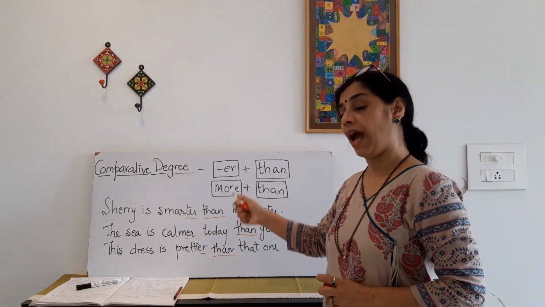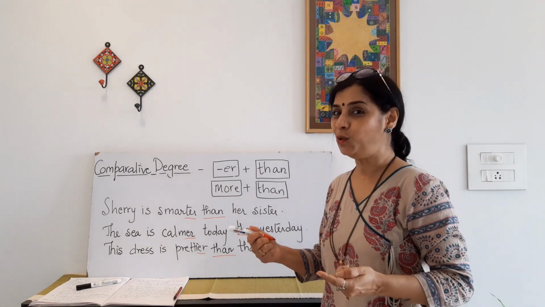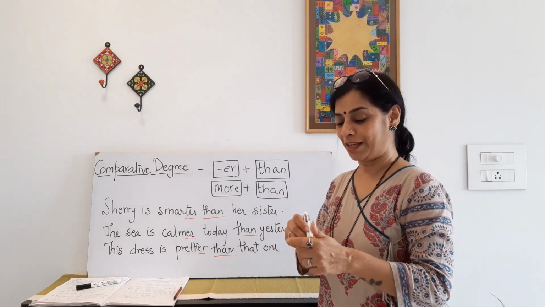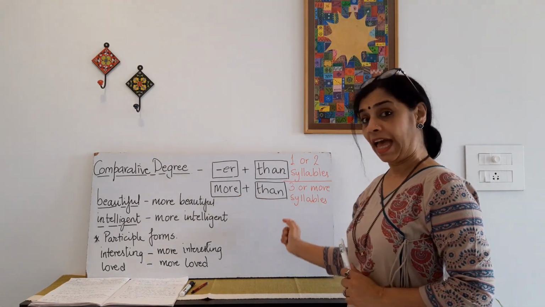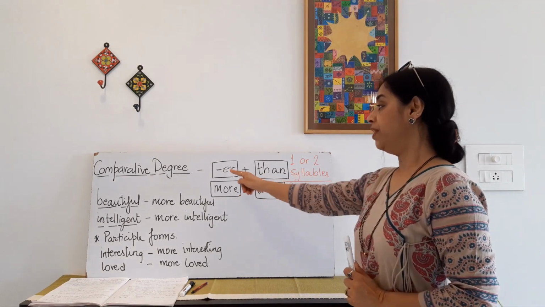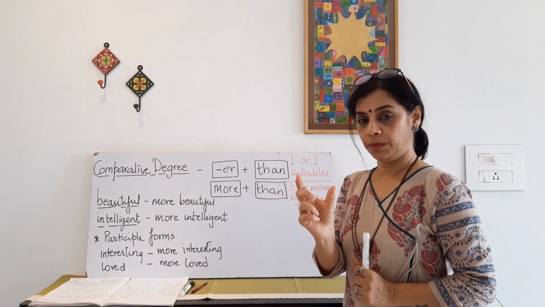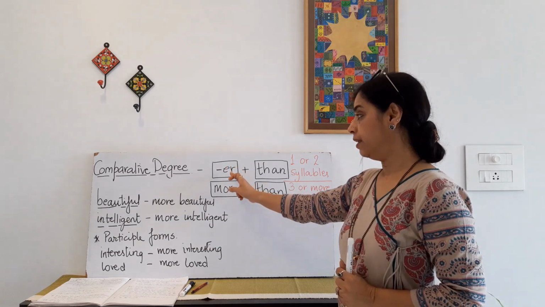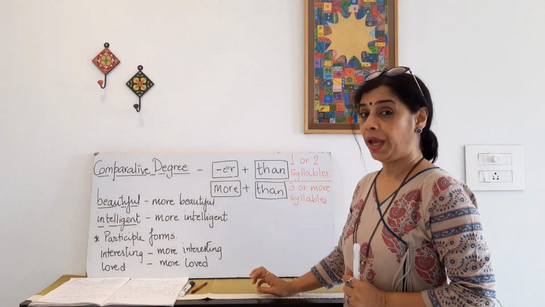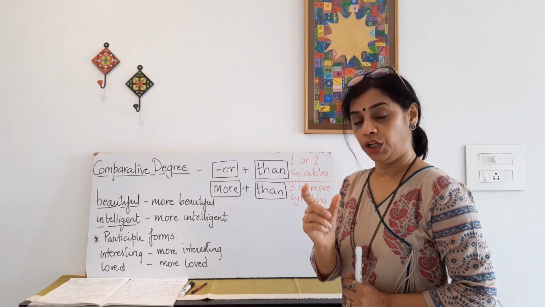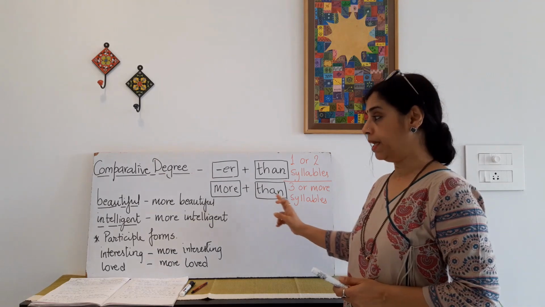So when do we add more? There's a clue to it. Let's turn to that. So when do we add more and than? When there is one or two syllables in the word, in the adjective, you usually add ER plus than. But when the word is multi-syllabled, then you add more plus than.